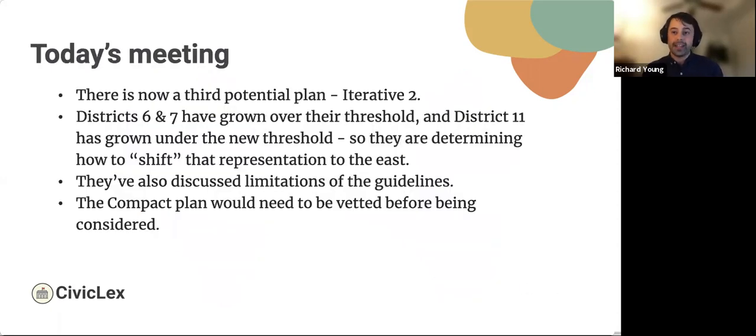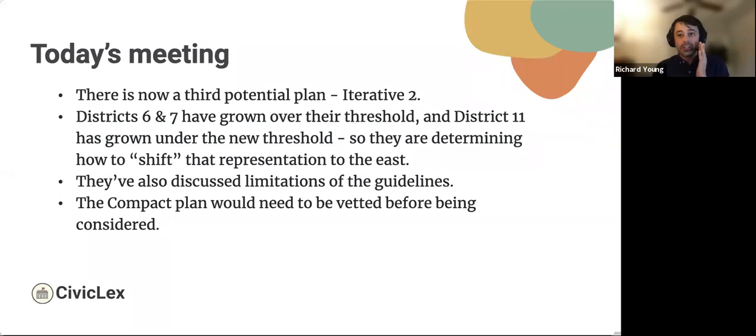But we also heard in today's meeting, which had some Civic Lex folks there, as we do in every meeting, that there is now a third potential plan, iterative 2, which is a little bit less dramatic in its changes than iterative 1. We also learned that Districts 6 and 7 have grown over a threshold. They're trying to add the same amount of people to each district, but Districts 6 and 7 are outpacing the rest of the city. And District 11 is underpacing the rest of the city a little bit, especially as we look over the next 10 years and the prospective growth in those districts. So it seems like there's some consideration of how to shift that representation a little bit to the east, to bulk up 11 a little bit more and de-emphasize Districts 6 and 7.